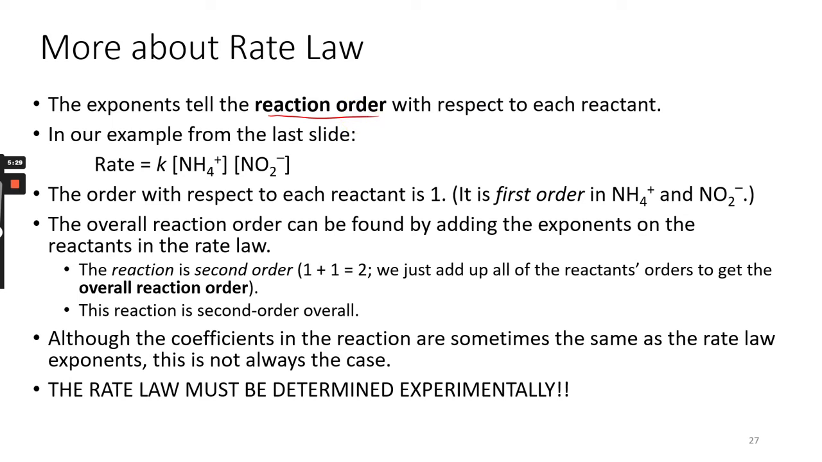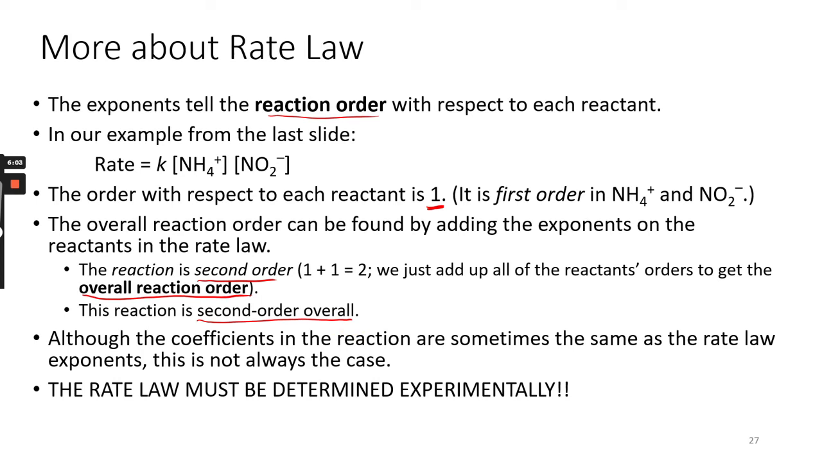In our example from the last slide, we had our rate is equal to K times the concentration of NH4 raised to the 1 and the concentration of NO2 minus raised to the 1. So with respect to each reactant, it is first order. Overall, for the overall reaction, you add your orders together. So the overall, it is second order because each is raised to the 1, so you do 1 plus 1 and get 2. That is called your overall reaction order. So overall, this reaction is second order.